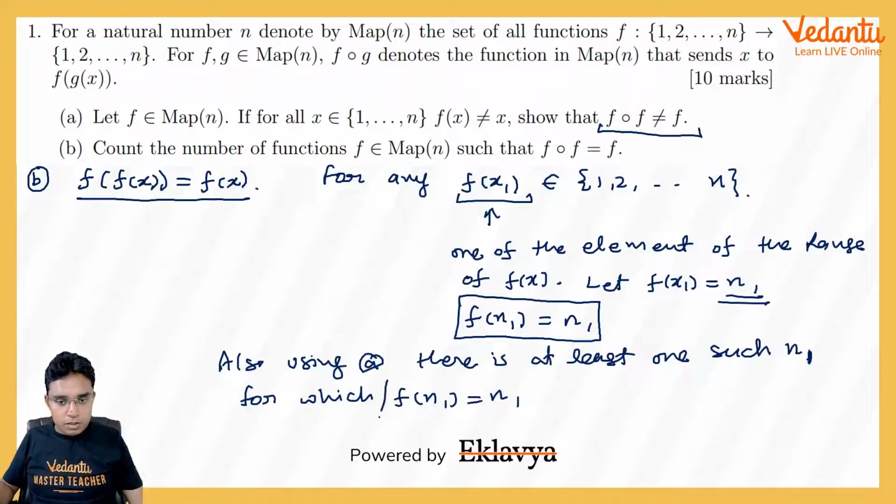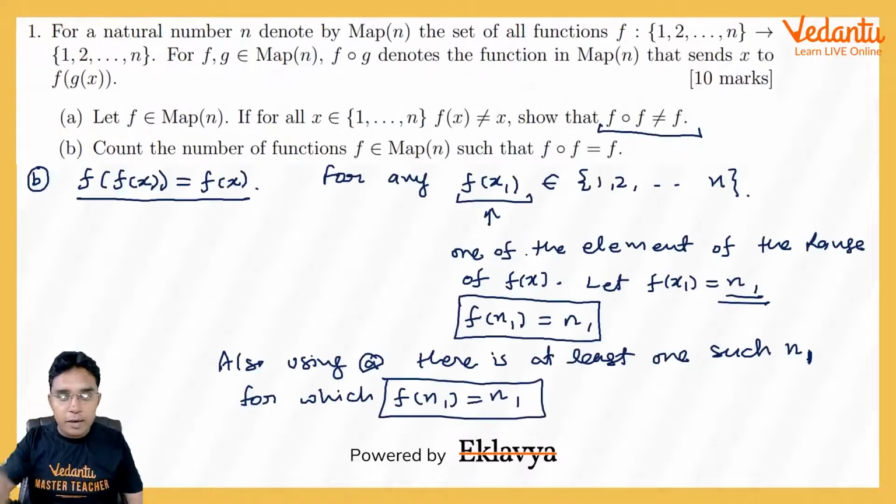I hope this is clear, because otherwise if you say there is no such n1, then we are in the situation of part A. So then FOF cannot be equal to f, which we have already proved. So there has to be at least one. Now I will do this question in some parts. Let us see how.